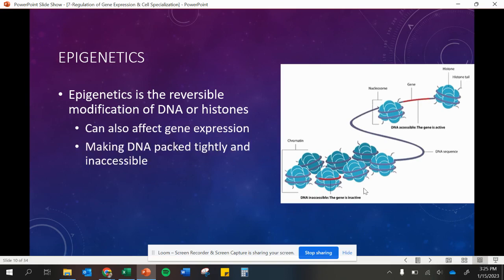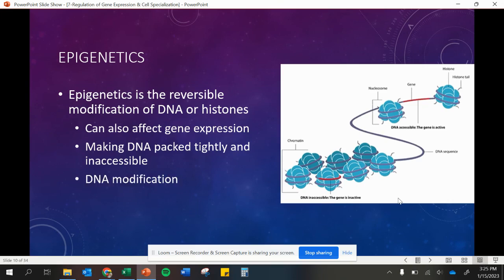So DNA that is tightly packed together is going to be inaccessible. So you can imagine DNA that's way in here. It will be difficult for RNA polymerase to reach it so that we can have transcription happening.